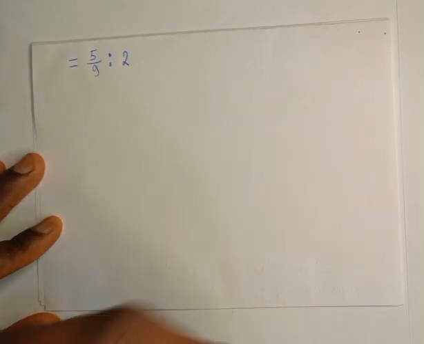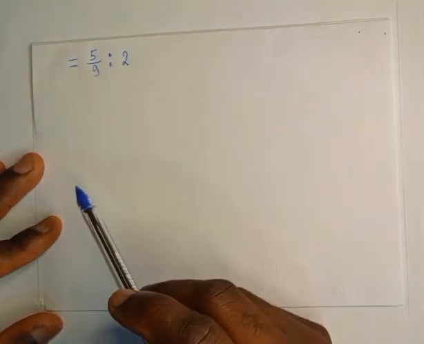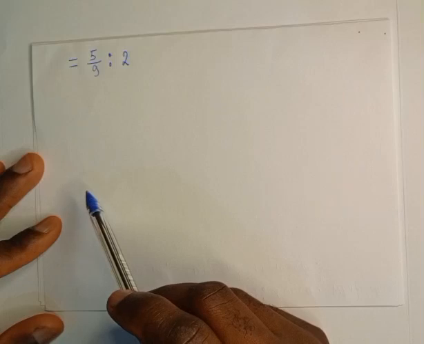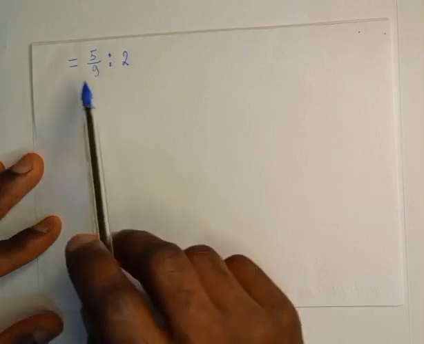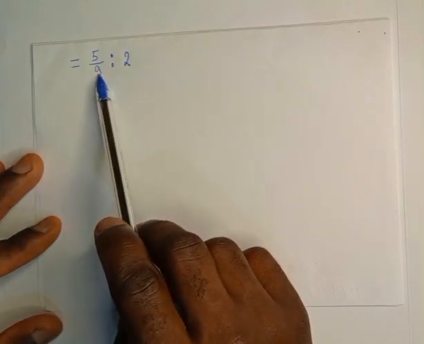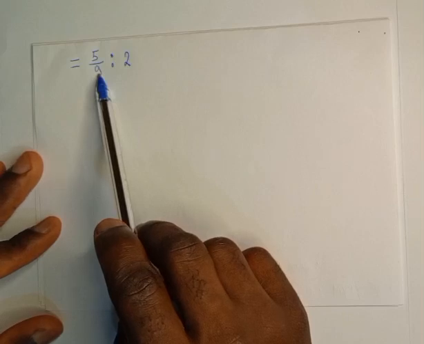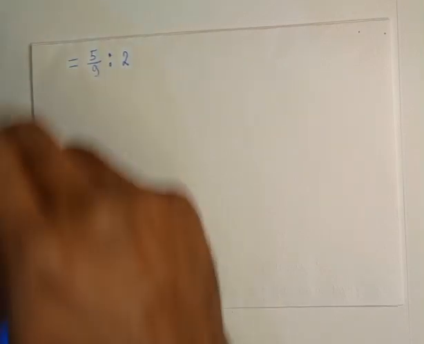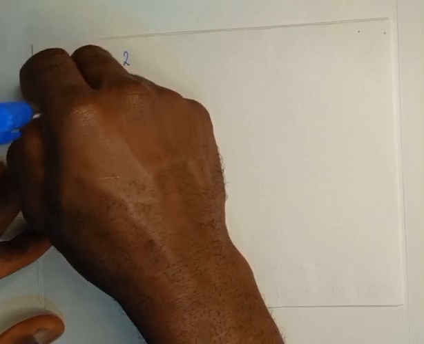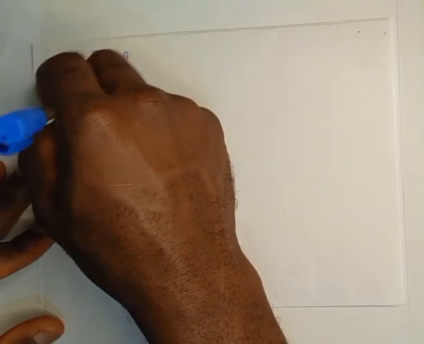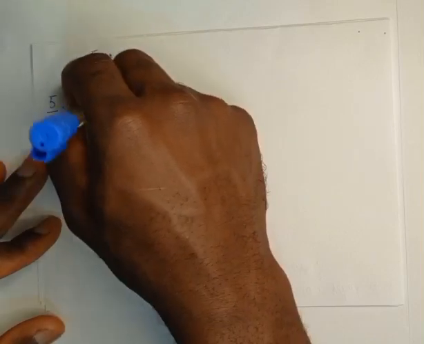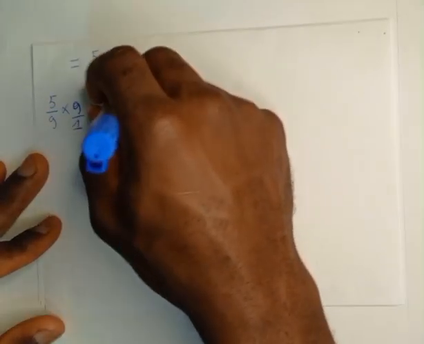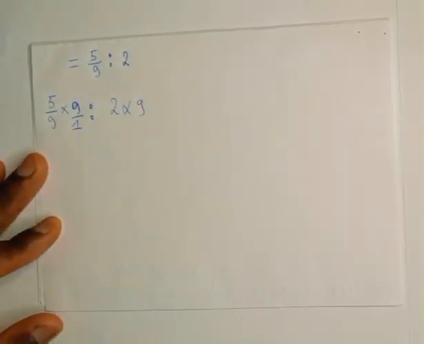Now we can express this ratio in terms of an equivalent ratio such that there is no 9 at the denominator of the first component of this ratio. If we multiply each of the components of this ratio by 9, we are going to obtain an equivalent ratio, which is 5 over 9 times 9. 9 can be written as 9 over 1 is to 2 times 9, like this.